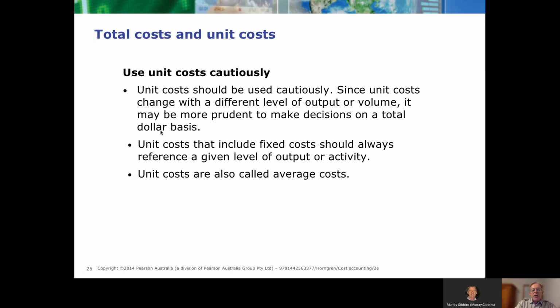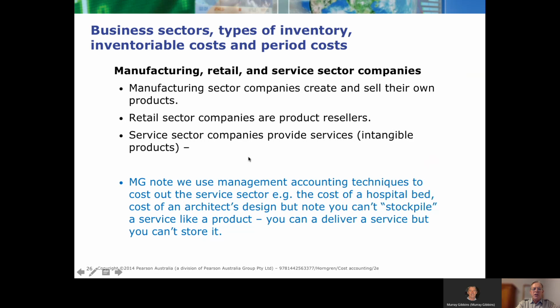This slide is just reminding us that we've just got to be a little bit careful. Remember that unit costs for fixed costs will change. So if we're talking about unit costs, we've got to lock it into a particular level of output or activity because it's going to change as the output or activity changes. So sometimes we'll work in total costs and sometimes per unit cost. It just depends on the question and the nature of what we're doing.